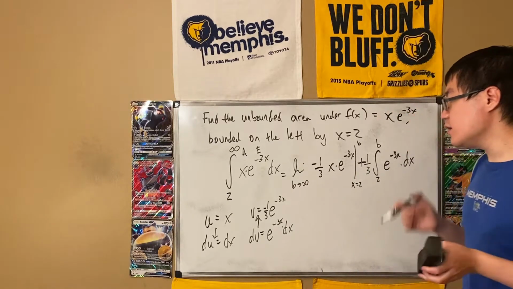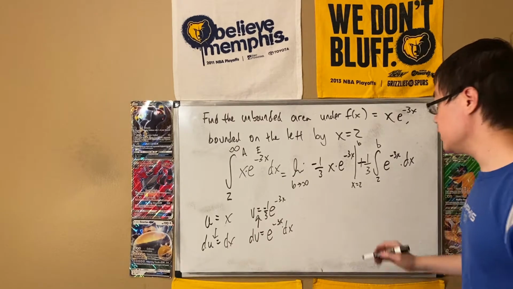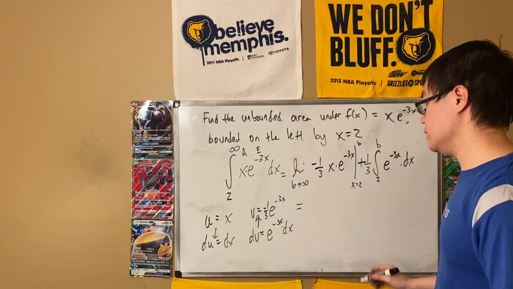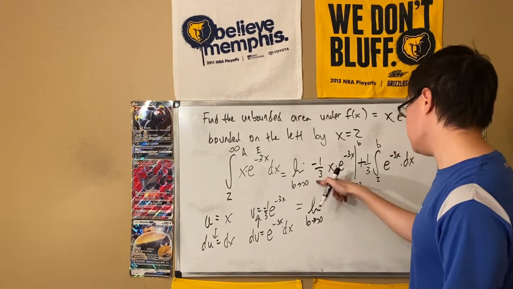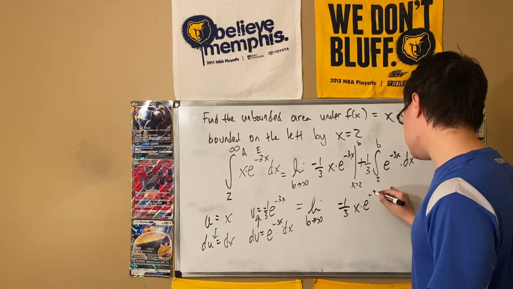But just keep in mind that we decided that we're going to take the antiderivative and then we'll plug in top minus bottom. I feel like, because then we can plug in infinity one less time and it should be easier. So in this case, we're going to get limit as b goes to infinity. Still this guy right here, negative 1/3 x times e to the minus 3x.